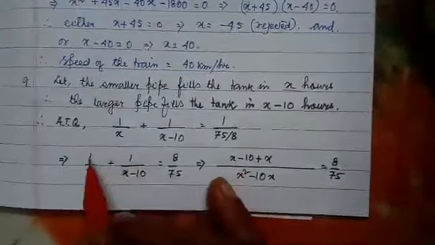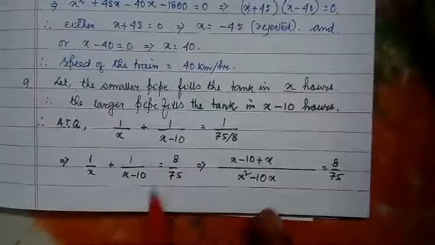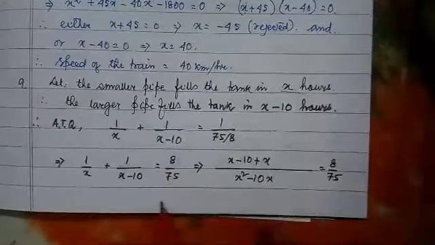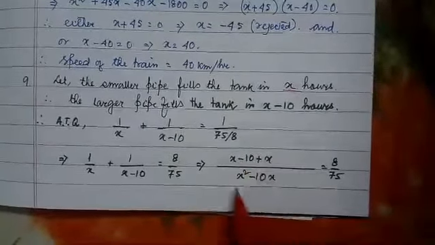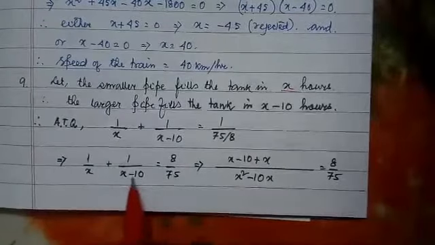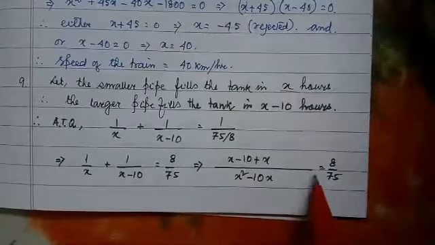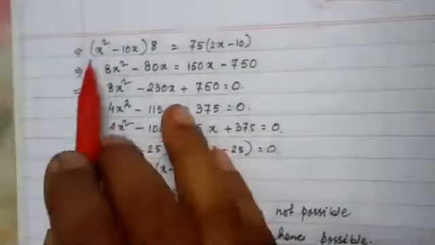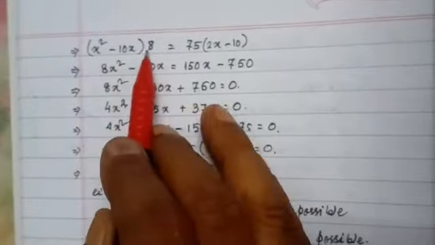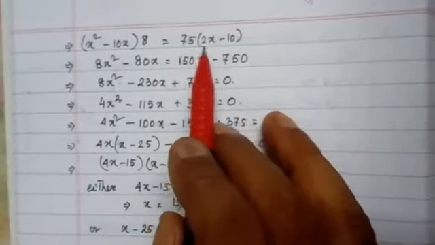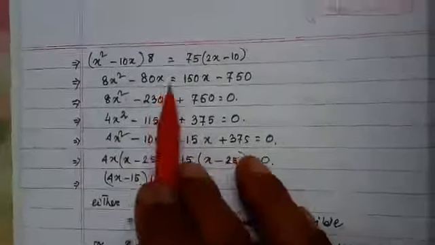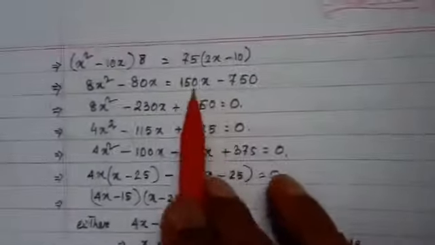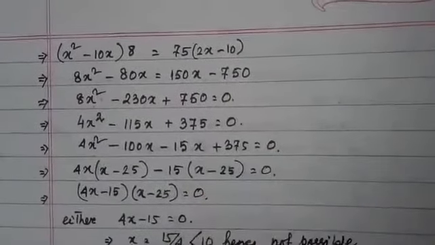So we have 1 by x plus 1 by (x minus 10) is equal to 8 by 75. This implies (x minus 10 plus x) by LCM, which is x into (x minus 10), equals 8 by 75. Now cross multiplication gives (2x minus 10) into 75 equals (x square minus 10x) into 8. There is 8x square minus 80x is equal to 75 into (2x minus 10), that is 150x minus 750.